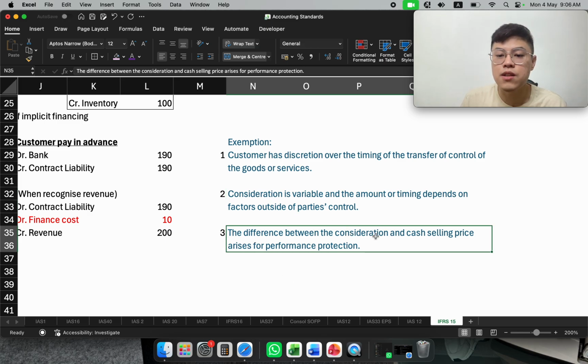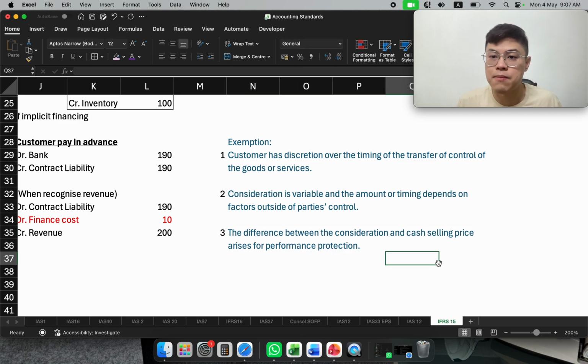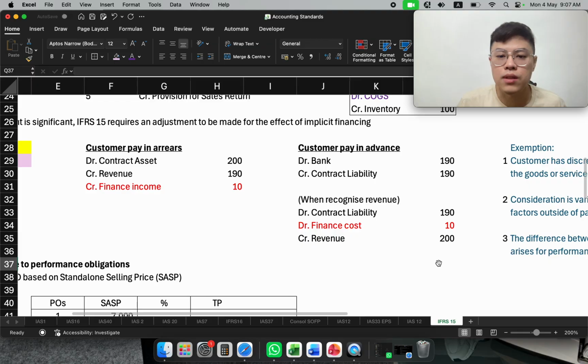Or the difference between the consideration and the cash selling price arises from performance protection. For example, I receive money from my customer in advance so that can protect me. I can start my work, very secure. Or the customer holds the money until the last payment, then only releases it back to me. That's what results in payment in arrears. For that kind of arrangement, we won't do any financing component adjustment, because it's purely to secure the performance protection. Only without these three assumptions might there be a financing component attached to the particular sales contract. Then we will need to do this adjustment.